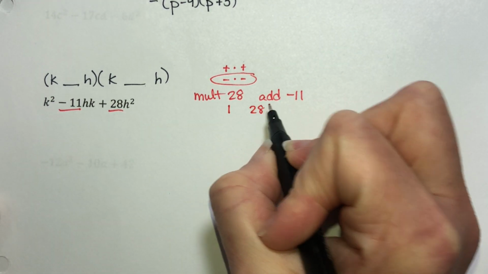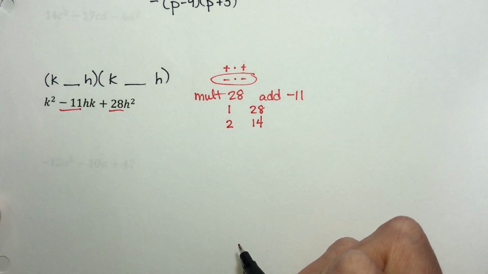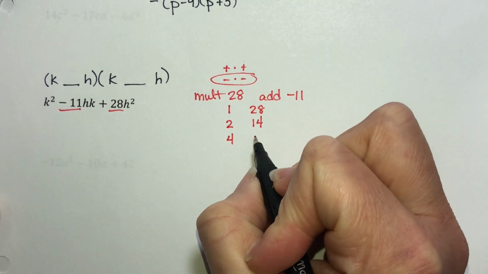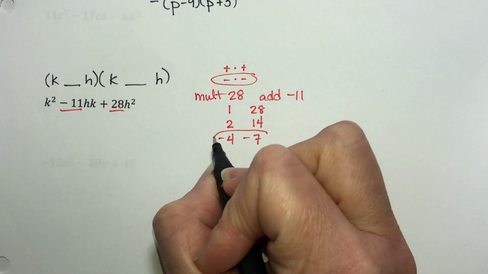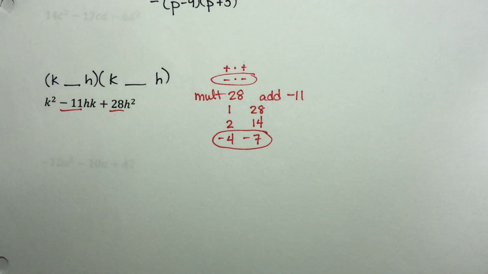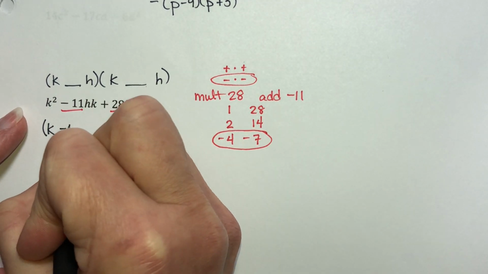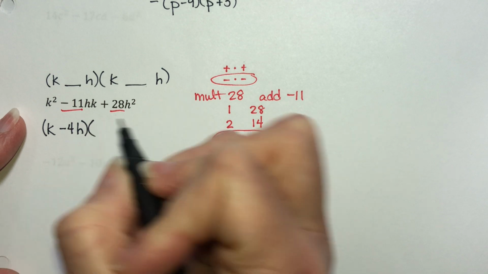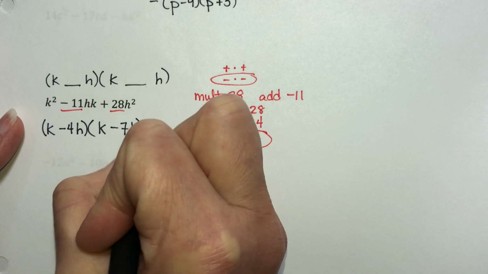1 and 28, 2 and 14, 3 doesn't work, 4 and 7, 5 doesn't, 6 doesn't, and then you're at 7. Okay, so I'm going to make both of these negative. Which one of these adds to 11? Well, -4 and -7 multiply to a positive 28, and they add to a negative 11. Okay, so when I write my answer, I have k minus 4h, times k minus 7h. Put that h on the end.